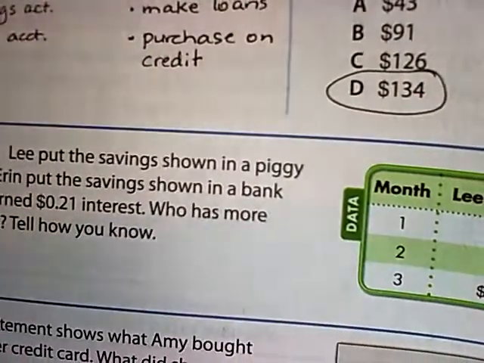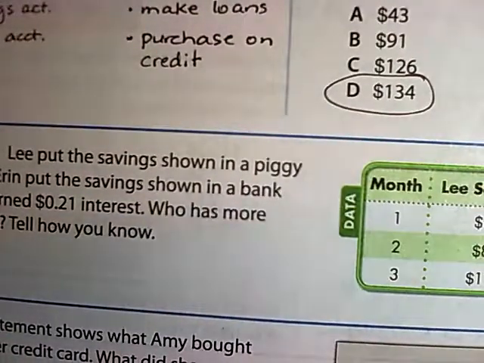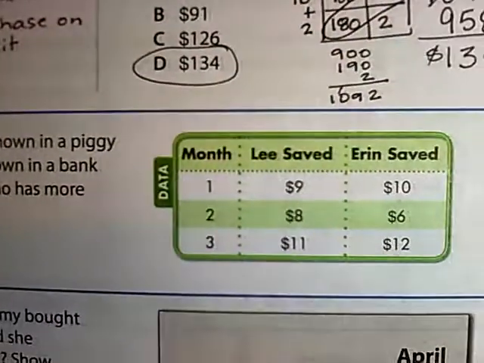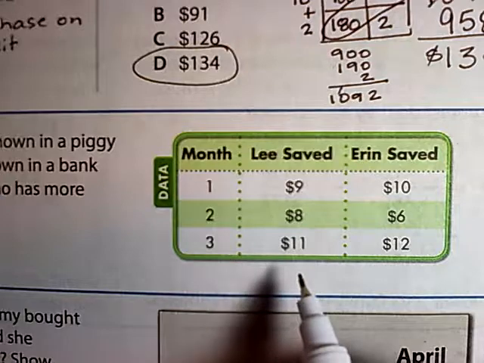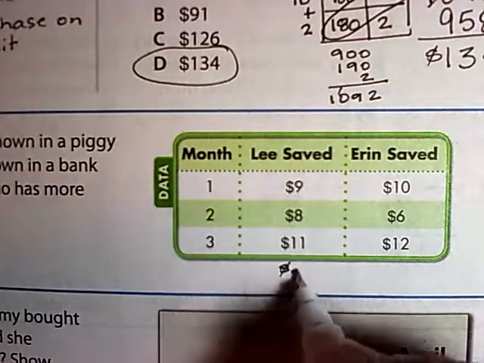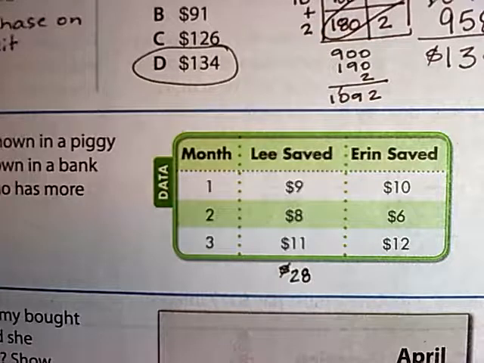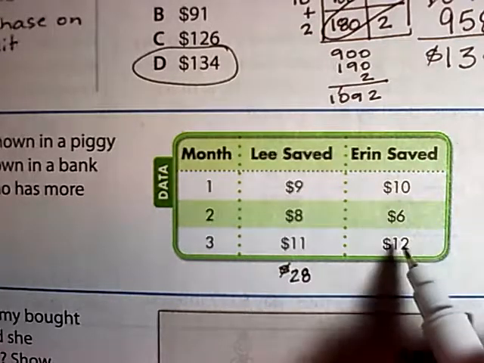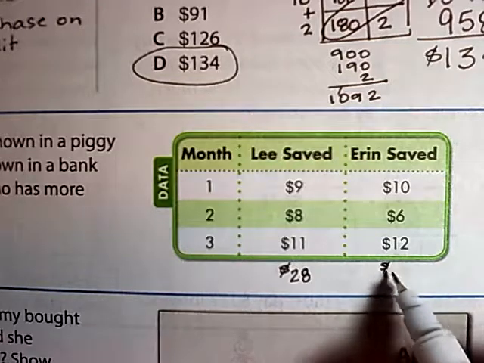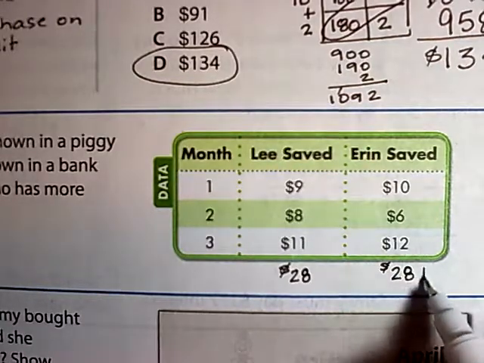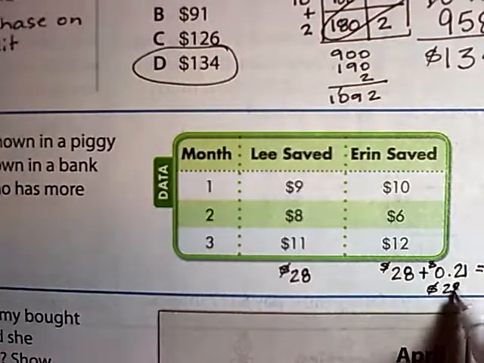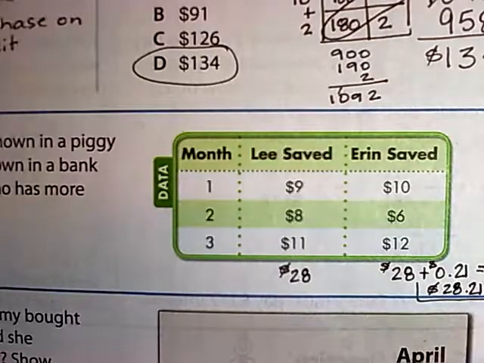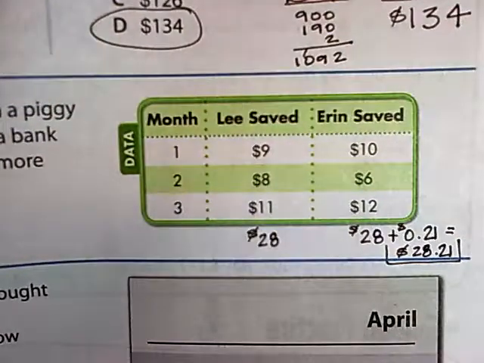Number 7 says that Lee put the savings shown in the piggy bank. Erin put her savings in the bank and earned 21 cents interest. Who has more money? Well, let's take a look. If you save at home, you have 9 plus 8, which is 17, plus 10 is 27, and one more is 28. So this person saved $28, and Erin saved 10 plus 18, 28, but Erin earned 21 cents interest. So technically, it's not that much. Erin earned that much more.